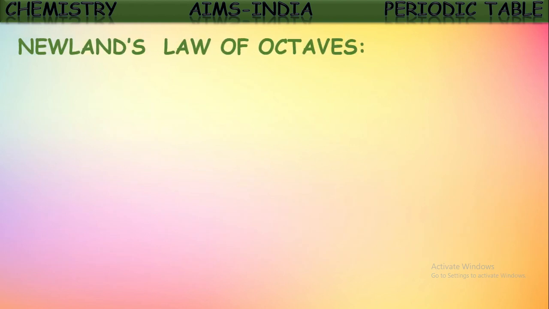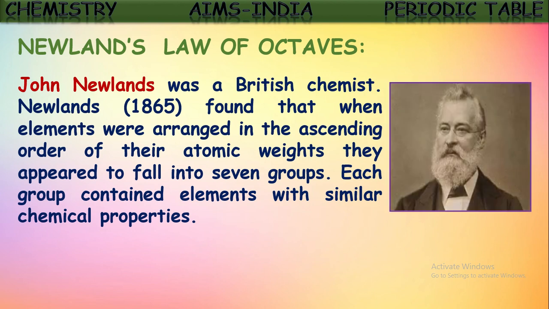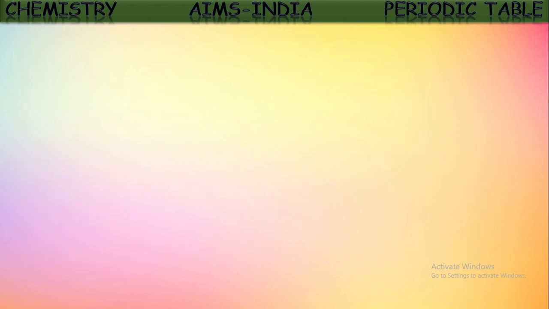So next, one more scientist tried to classify the elements. He was Newlands. John Newlands was a British chemist. Newlands found that when elements were arranged in ascending order of their atomic weights, they appeared to fall into seven groups. Each group contained elements with similar chemical properties. Based upon these observations, Newlands proposed the law of octaves. What is that? Let us see.